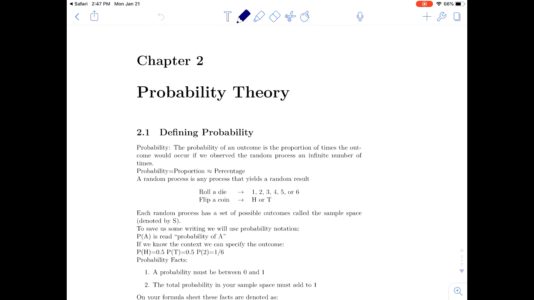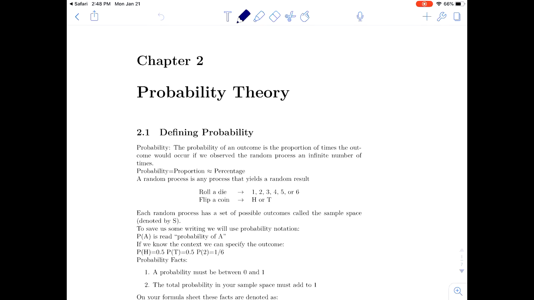So a random process is just anything that you can do that'll yield a random result. So roll a die, right? You're just randomly gonna get 1, 2, 3, 4, 5, or 6. Flip a coin, you're either gonna get heads or you're gonna get tails. You might say, what if it lands on its edge? Then you just wait a little bit and it'll fall, don't worry. So either way, there's only two outcomes. So we're gonna talk about these random processes and the probabilities, bless you, associated with those.